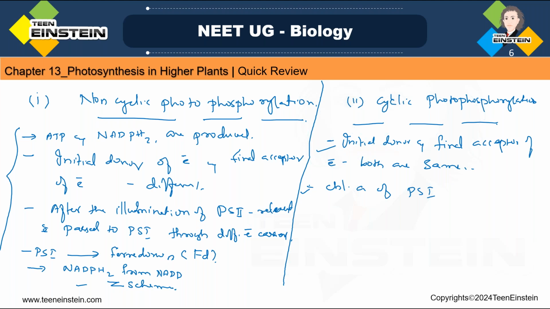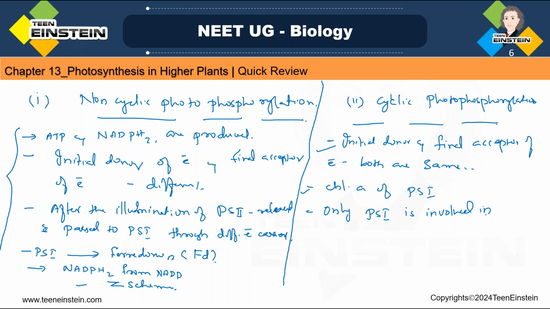So only photosystem 1 is involved in cyclic photophosphorylation. We said the cyclic photophosphorylation is independently carried out by photosystem 1, the pigment system 1, which absorbs the light wavelength of 700 nanometer. And we said PS1 can carry on the cyclic photophosphorylation independently.